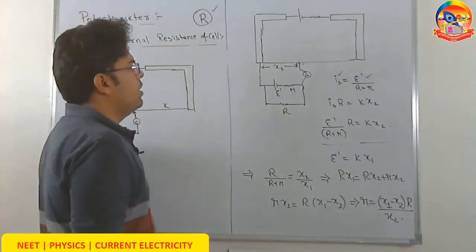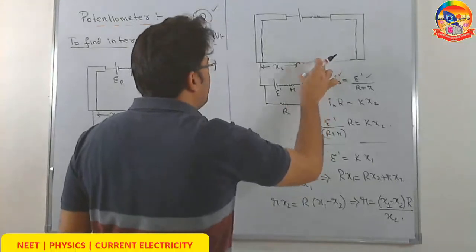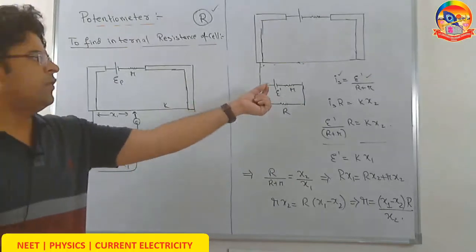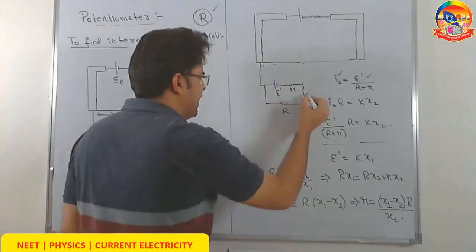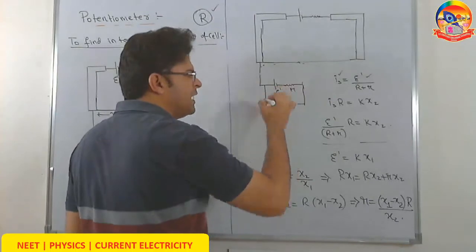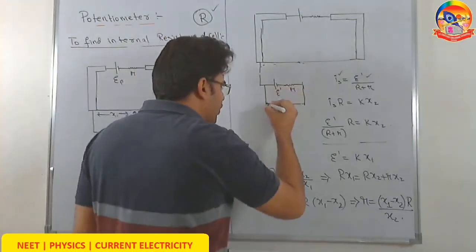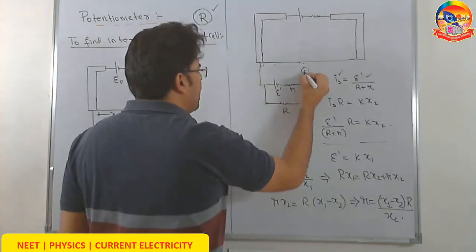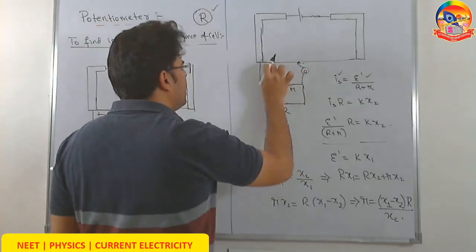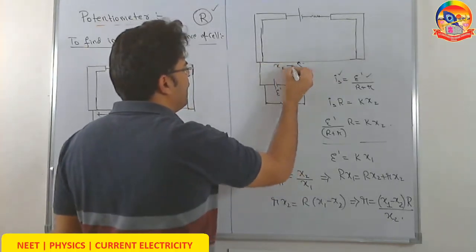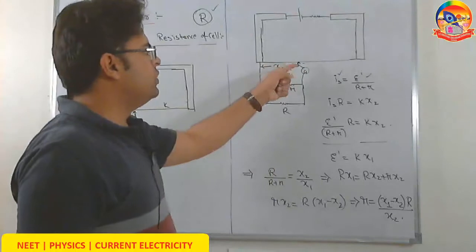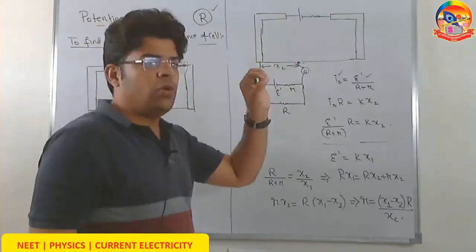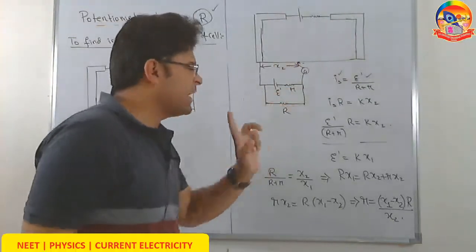Now we connect the known resistance R to this cell, whose internal resistance has to be found, let's say small r. Once we connect it, the current starts to circulate in this secondary circuit as well. How much current will flow in this secondary circuit? E dash upon (R plus r). Now we take a galvanometer and move the jockey until we find a new balance length, let's say x2. When we have found the balance length, no current flows through the galvanometer. So, since no current flows through the galvanometer, there is no interaction between the primary circuit and the secondary circuit.